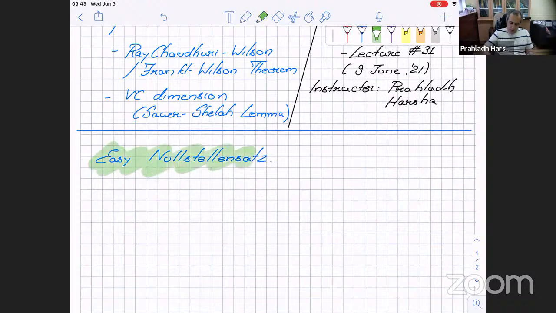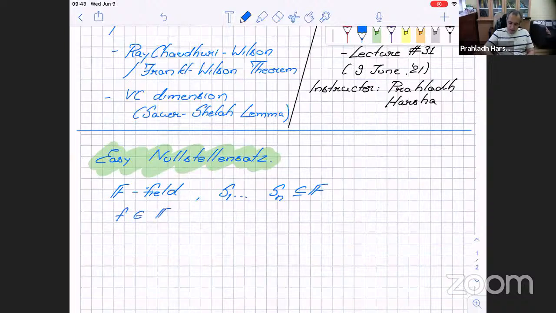The statement goes like this. Let F be any field. There's no condition on this one. S1, S2, ..., Sn are subsets of the field. And F is an n-variate polynomial. The total degree of F is less than or equal to D.